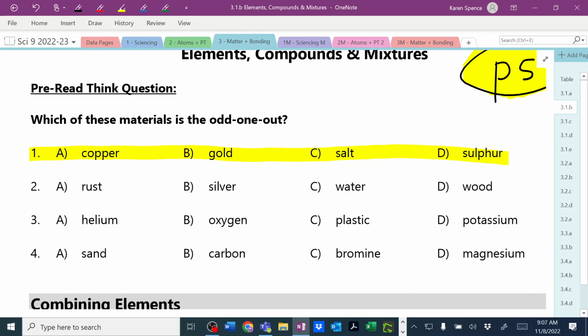You could, but there's one that's more obviously different. You're in my pocket, that's why. Where is it? There we go. All right.